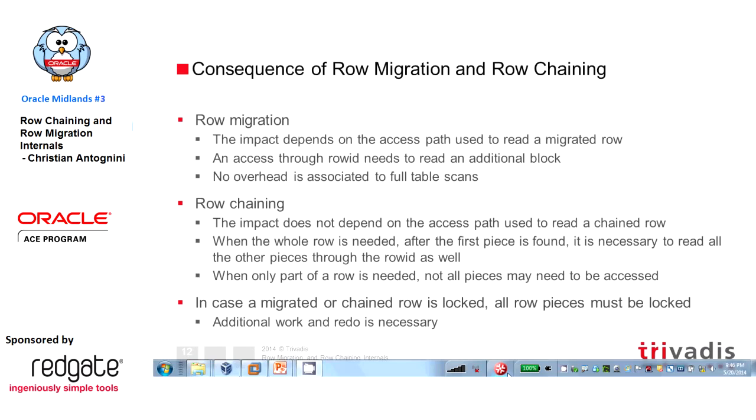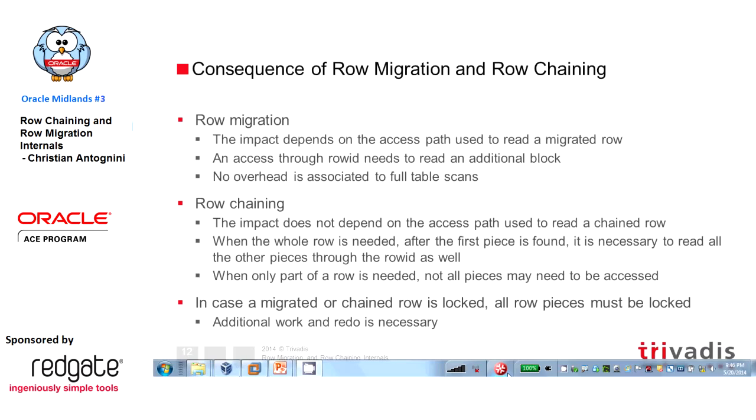This is for migration. Chaining is different in the sense that since there is no block that contains all data, if you need all data, basically you always have to read every piece. And if you have to read every piece, of course you have to follow these pointers that we have seen before, and yeah, it's overhead.